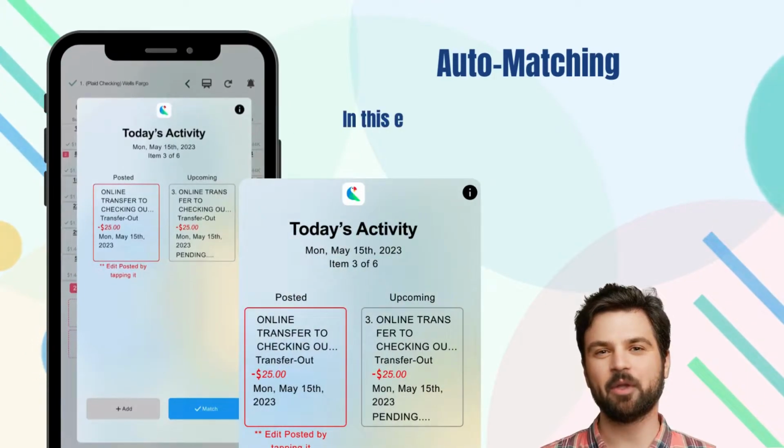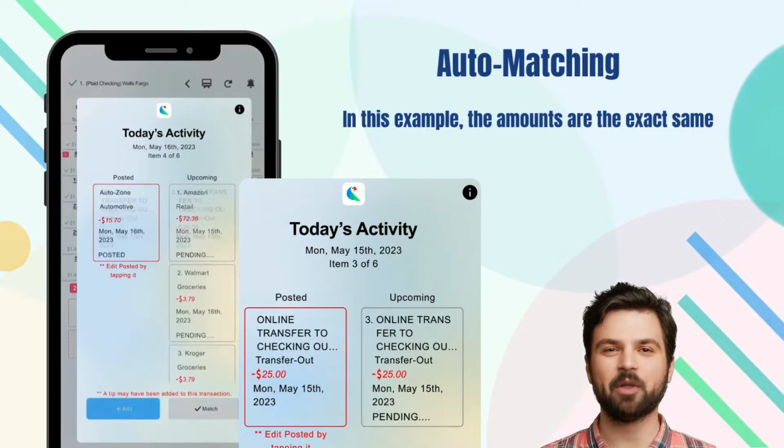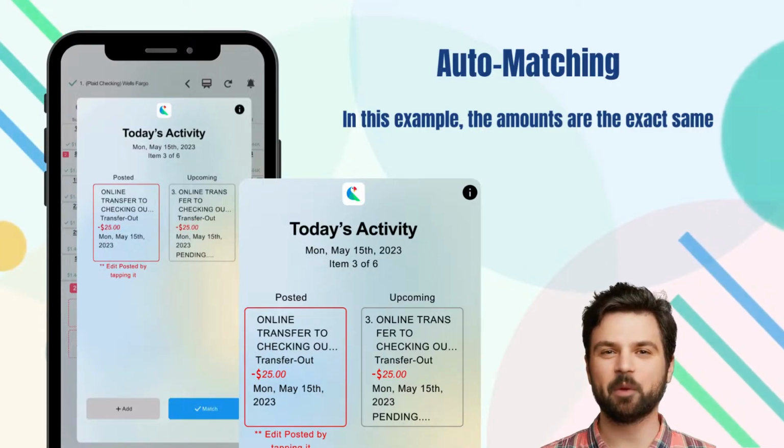This example is similar to the previous example. The only difference is the amounts are the exact same. And once again, the match button with the check mark is pre-selected at the bottom.